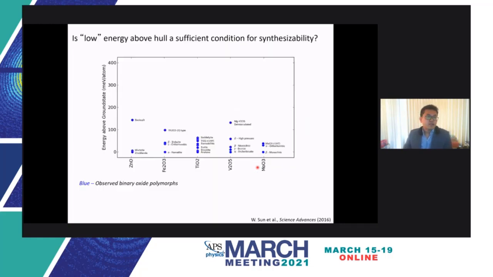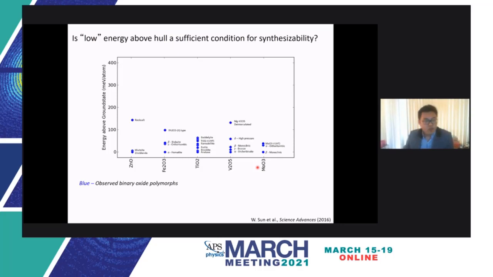Okay, so the first thing I want to address is this idea that a low energy above the hull is a sufficient condition for synthesizability. And this is a paper that I published in 2016 on metastability. We took 5 very common binary oxide materials, and we calculated the relative energy to the hull of the different observed polymorphs in these 5 very common oxide systems. And indeed, we find that the observed binary oxides have an energy relatively close to the hull, within about 100 meV per atom for oxides.